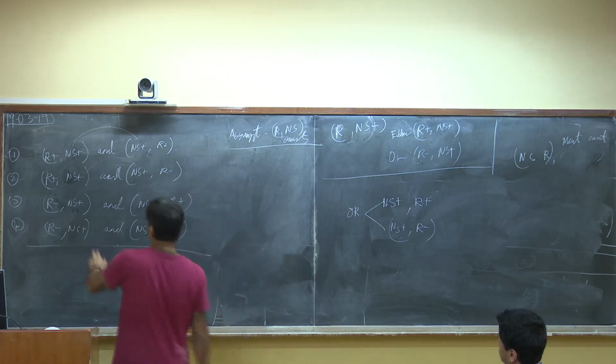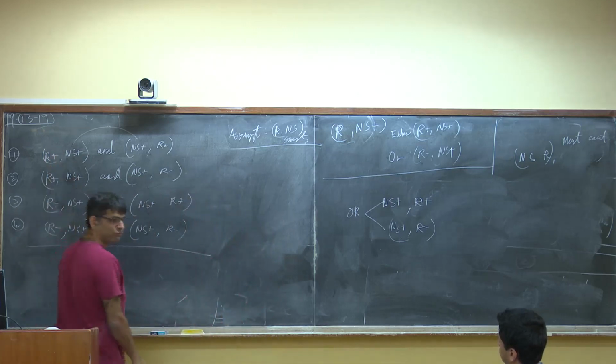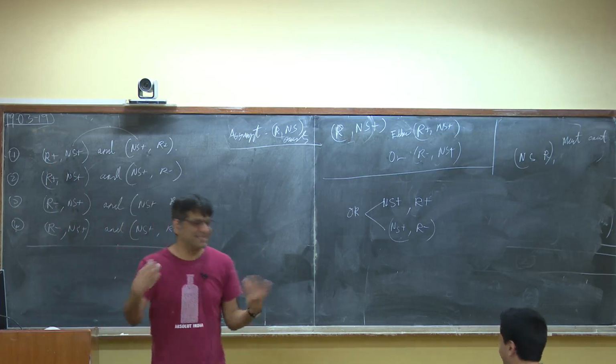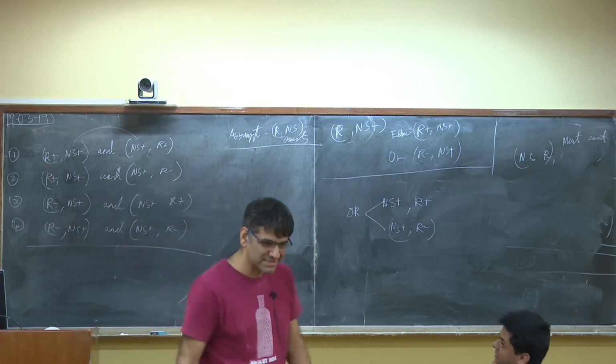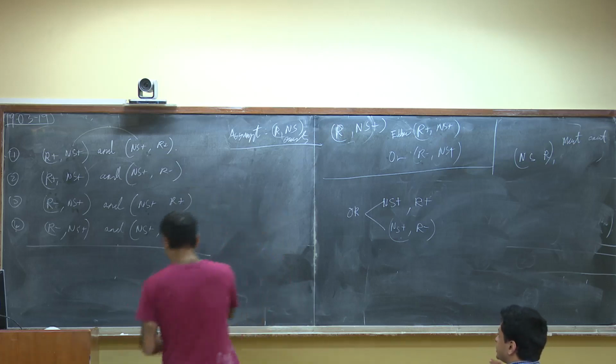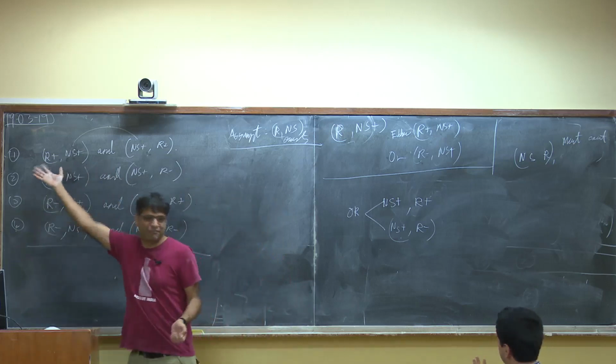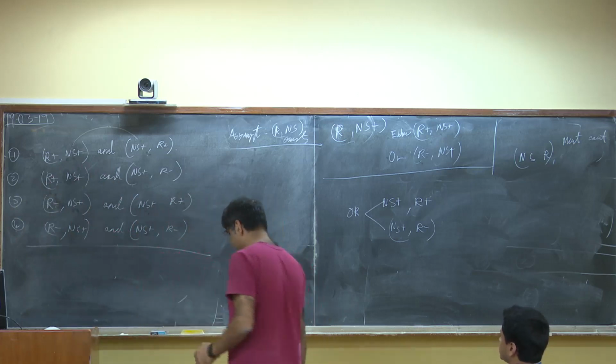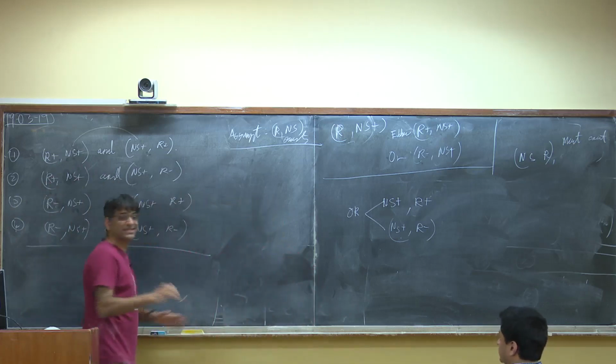Okay, suppose I do the OPE on this guy with itself. What do I get? NS+, NS+. Right? So any sector with itself gives NS+, NS+. Okay? So NS+ always occurs.